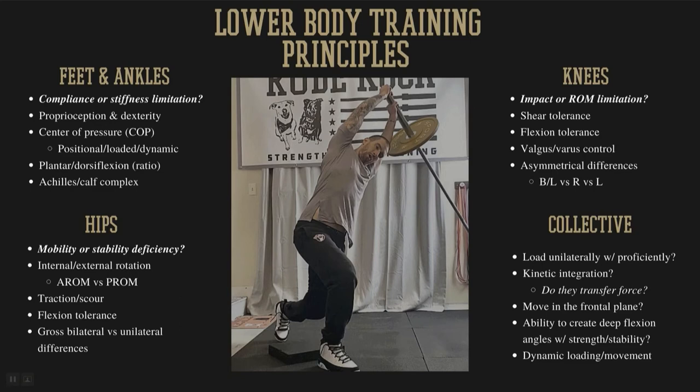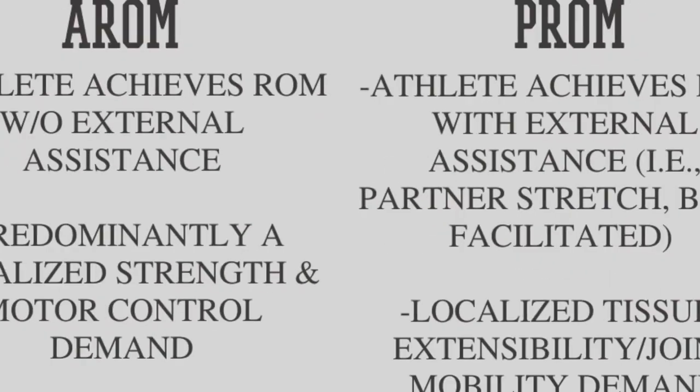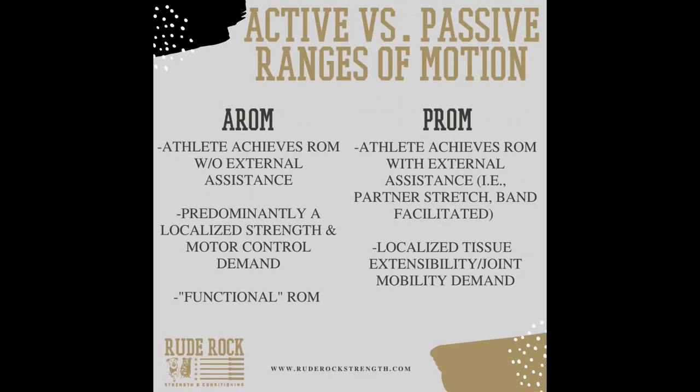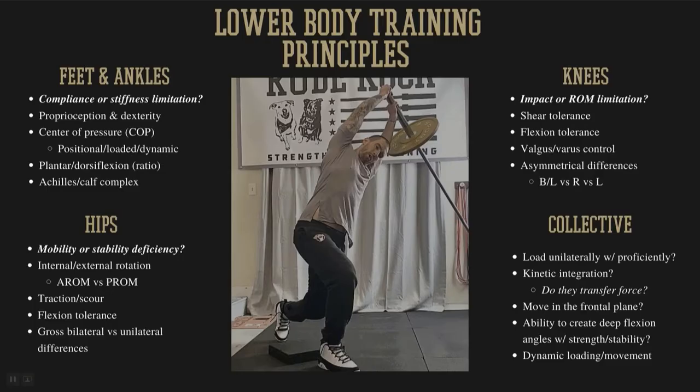Internal, external rotation, we already talked a little bit about, but what we didn't touch on yet is the difference between active and passive range of motion. I've put quite a few things out on this, but active range of motion is where the athlete is going through the range of motion themselves, and then the passive range of motion is where somebody is taking them through that range of motion. So I look at active range of motion as a motor control and a strength deficit, where passive range of motion is going to be a flexibility or a tissue deficit.